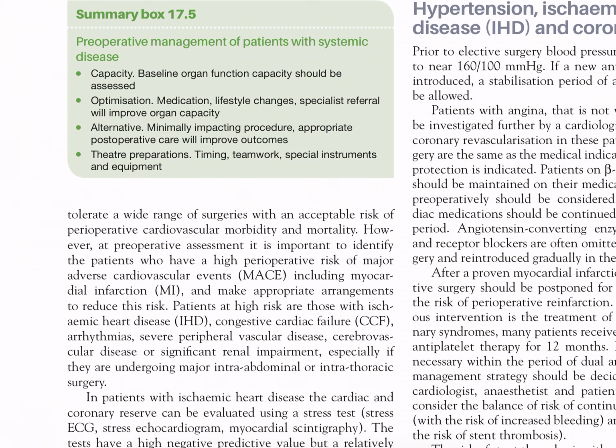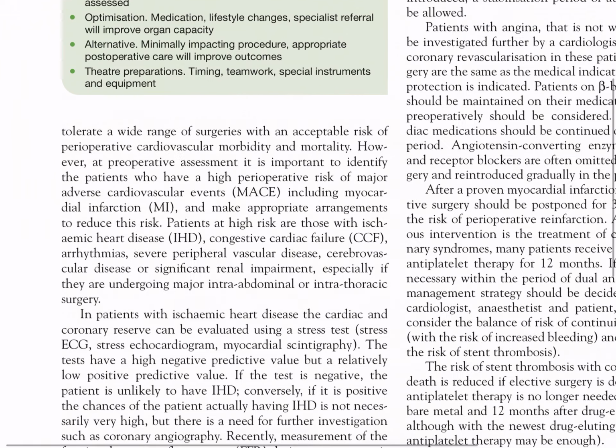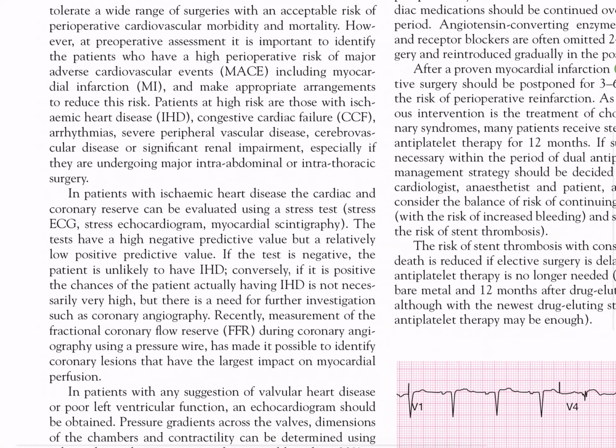Patients at high risk are those with ischemic heart disease, congestive cardiac failure, arrhythmias, severe peripheral vascular disease, cerebrovascular disease, or significant renal impairment, especially if they are undergoing major intra-abdominal or intrathoracic surgery. In patients with ischemic heart disease, the cardiac and coronary reserve can be evaluated using a stress test, stress ECG, stress echocardiogram, or myocardial scintigraphy. The tests have a high negative predictive value but a relatively low positive predictive value.